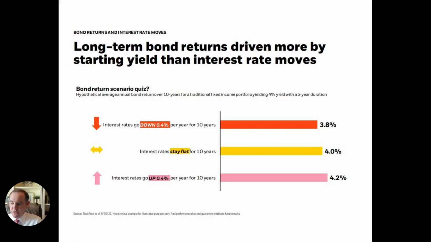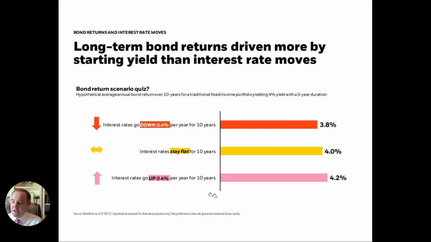So in this scenario, we're looking at this yellow bar represents what happens if interest rates stay flat for 10 years. Well, in that case, you'd end up with a 4% return. You take your 5-year bond paying 4%, it rolls over, you buy another bond that pays 4%, and your total return over that time is 4%.